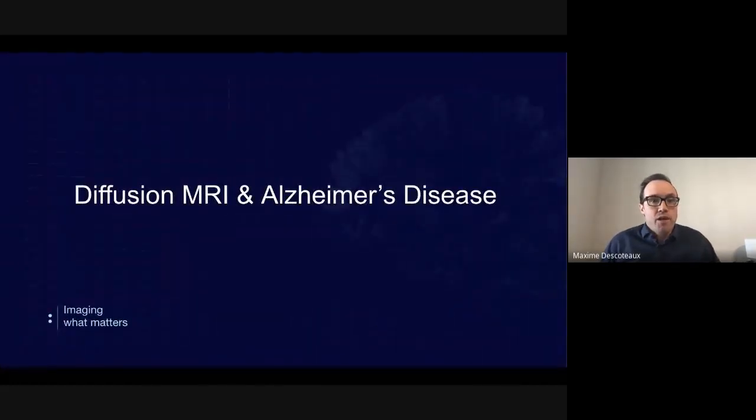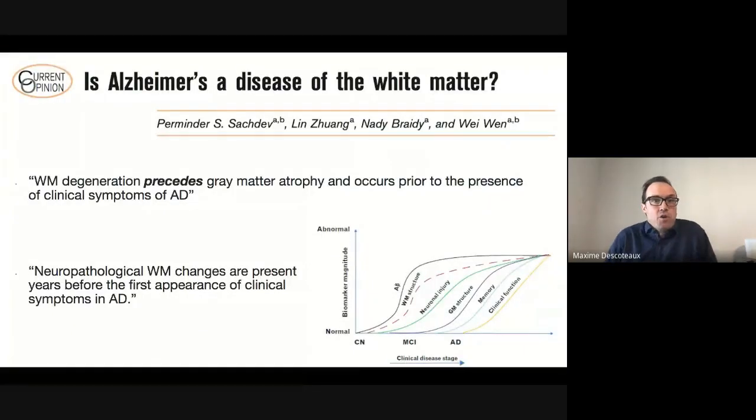So let me, for the last 10 minutes, give you an illustration of all these metrics or measures in an Alzheimer's disease application. Just as a reminder, and that's a nice read, if you don't know this paper, it's a nice review paper.